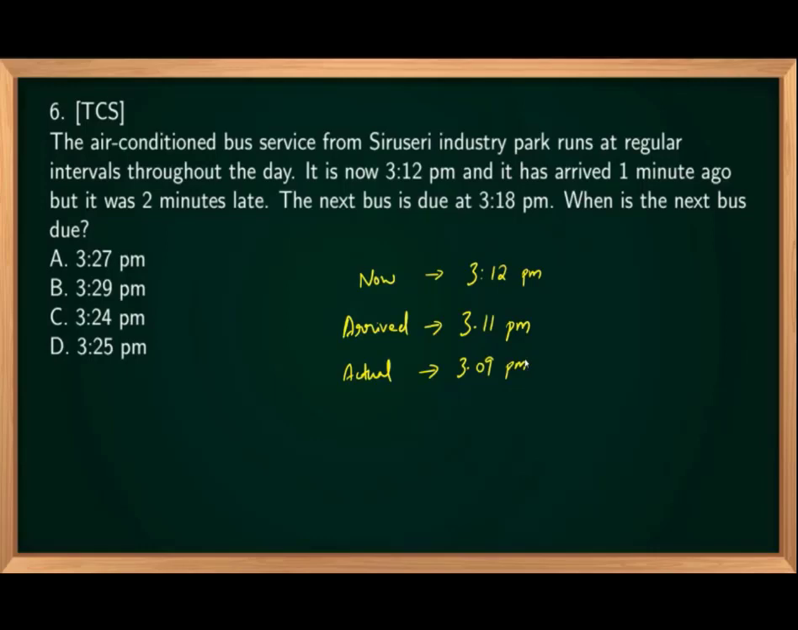And it is said that the next bus is due at 3:18 p.m. So next bus is 3:18 p.m. So interval between these two buses is 9 minutes. So for next bus due 3:18 plus 9 minutes, that is 3:27 p.m. Is it clear? Yes or no? Okay, good. Next question.